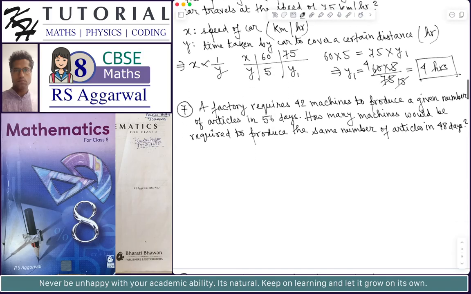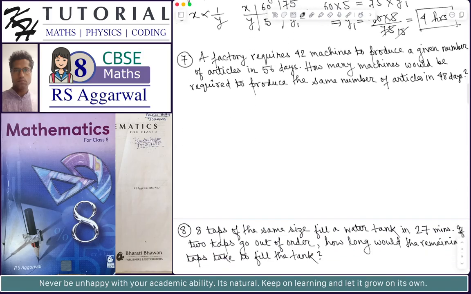Okay, let's do problem number 7. A factory requires 42 machines to produce a given number of articles in 56 days. How many machines would be required to produce the same number of articles in 48 days? So this is also a certain number of machines doing some work and the time taken to do that work. Now the amount of work is constant, which is to produce the same number of articles.